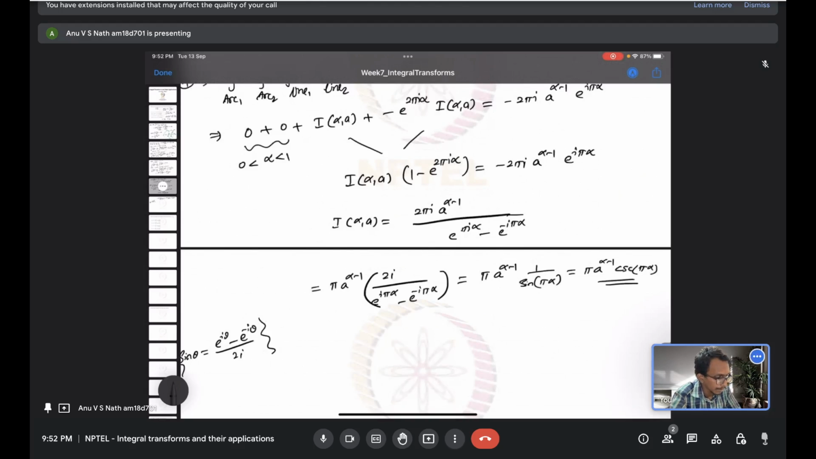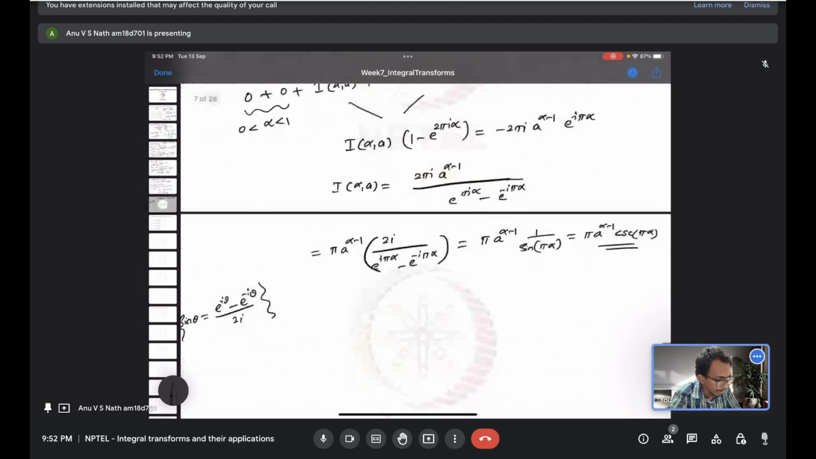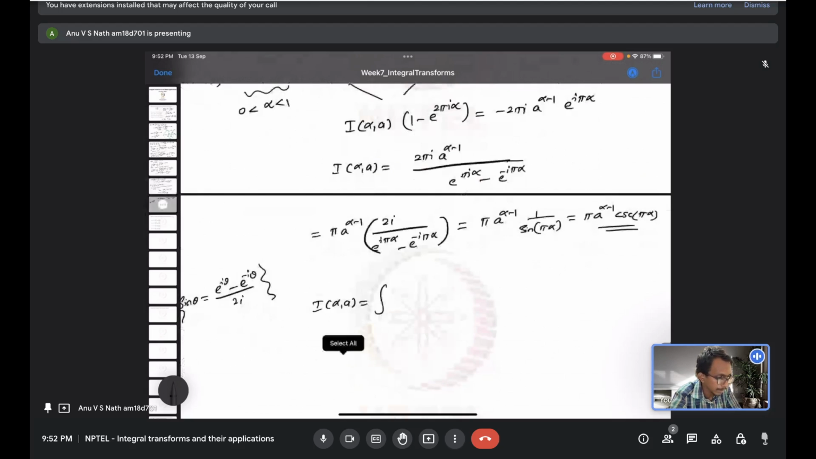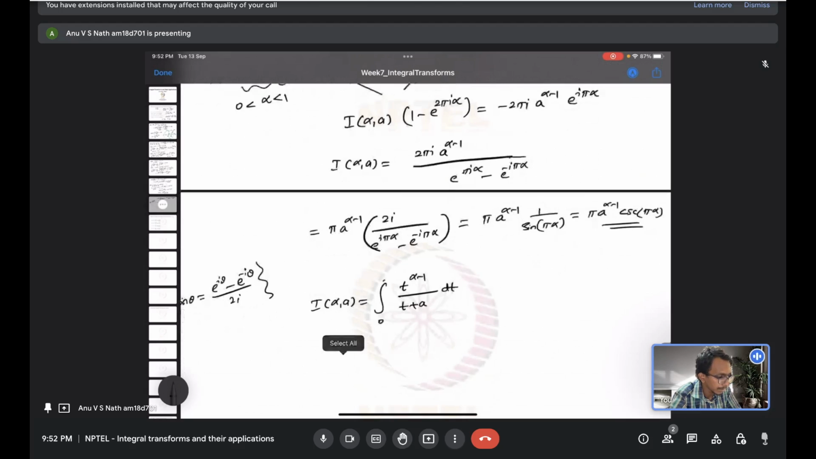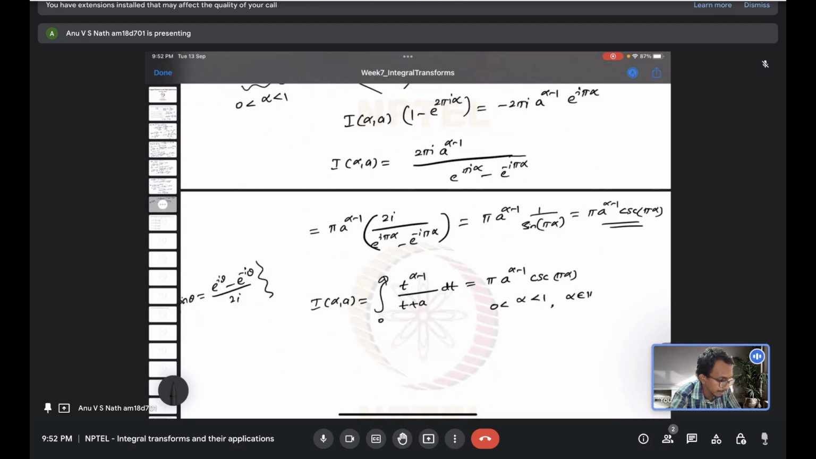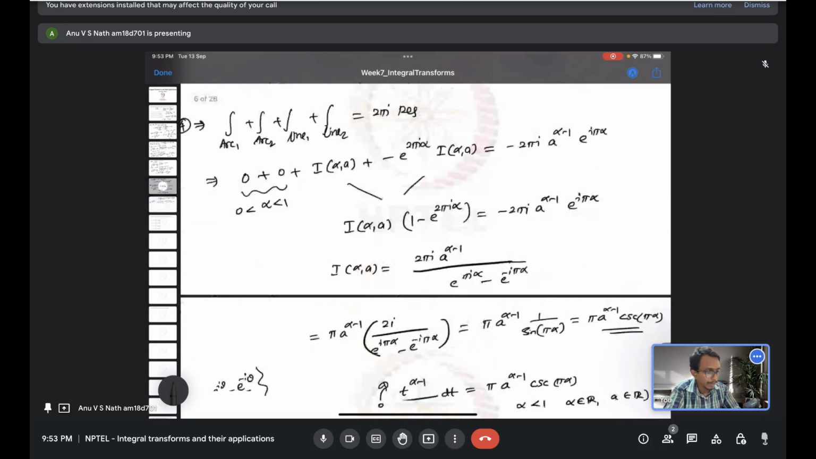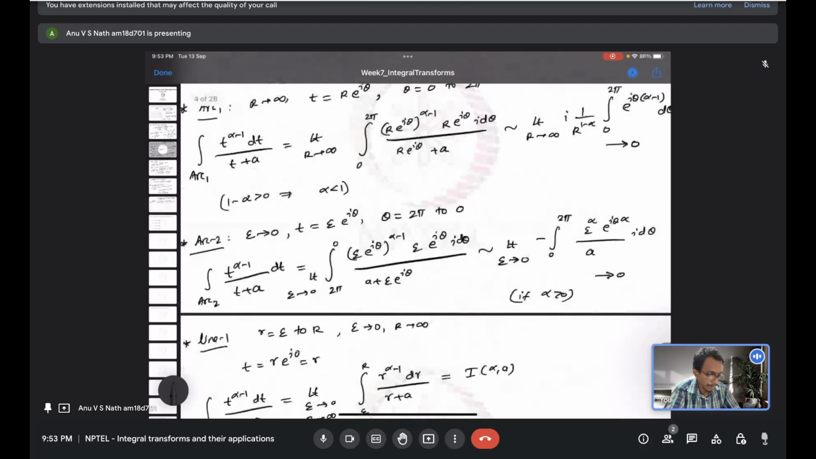So we find that I of alpha comma a, which is basically the integral t raised to alpha minus 1 by t plus a dt from 0 to infinity, is pi a raised to alpha minus 1 cosec of pi alpha for any real value of a, and alpha should be less than 1 and greater than 0, alpha an element of real numbers, similarly a an element of real numbers. So we find this is the solution. But this is just the expression I of a comma alpha, or alpha comma a.